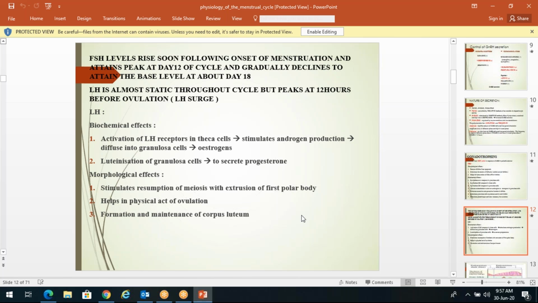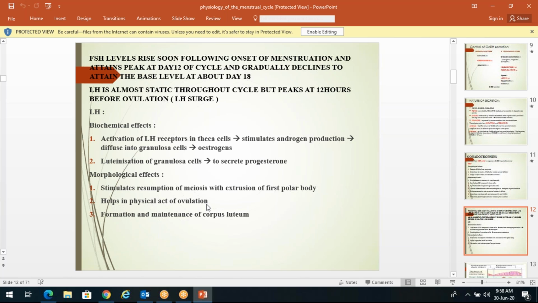What happens in fetal life? In fetal life, the primordial oocyte is arrested in the first meiotic prophase. So during puberty, with the resumption of the menstrual cycle, what will happen? This LH will induce the meiosis, which had stopped at the infancy stage. It will induce the meiosis to continue the first stage with the extrusion of the first polar body.